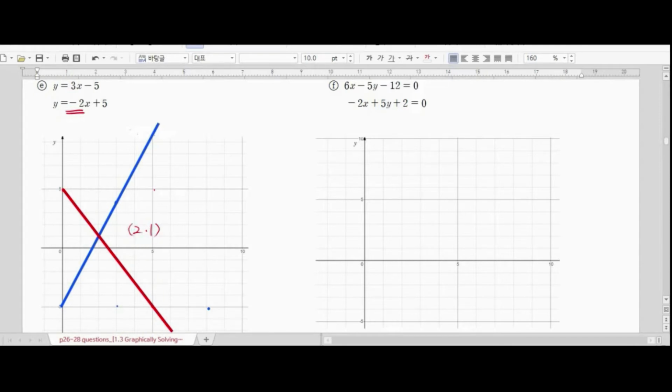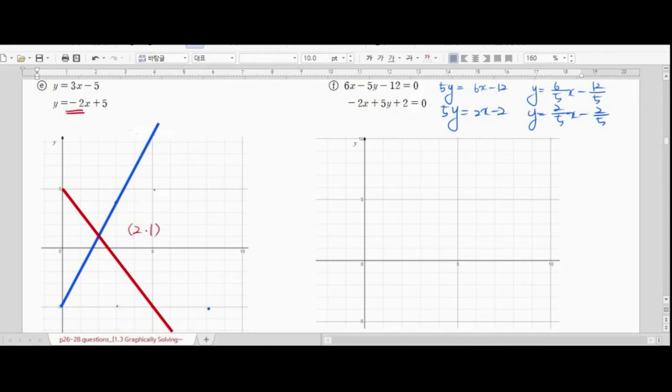And then here's the final one. It looks just a bit complicated, but we should just write it out. And then 5y equals 6x minus 12. Dividing both sides by 5, y equals 6 over 5 x minus 12 over 5. And 5y equals 2x minus 2, y equals 2 over 5 x minus 2 over 5.